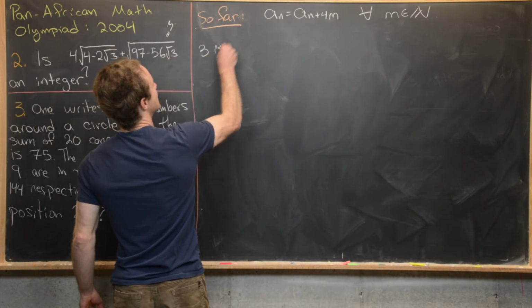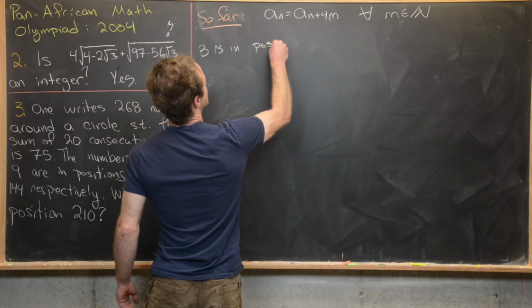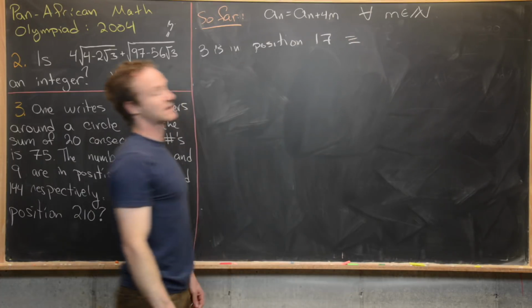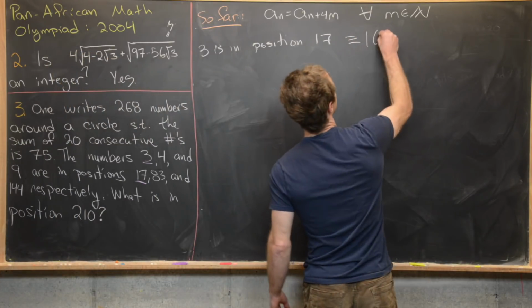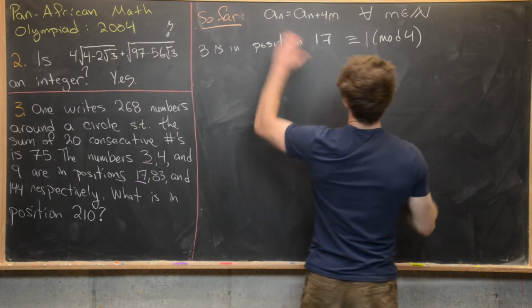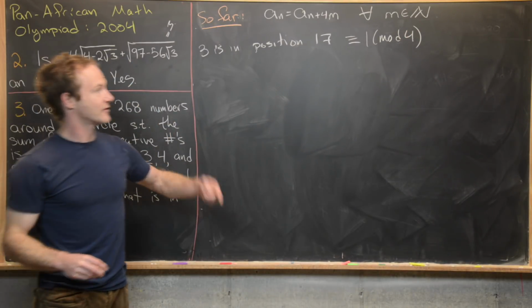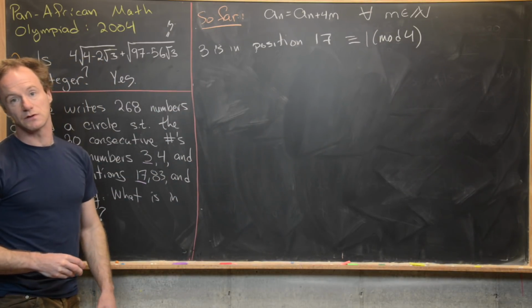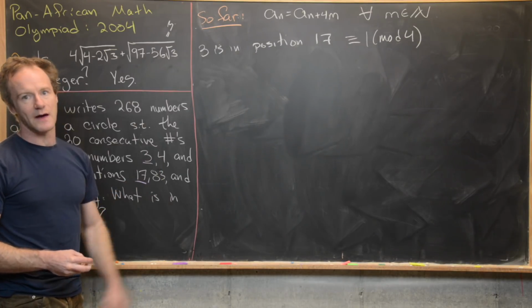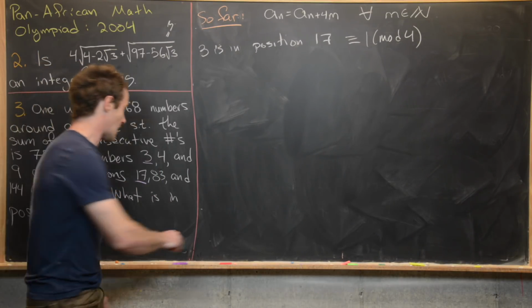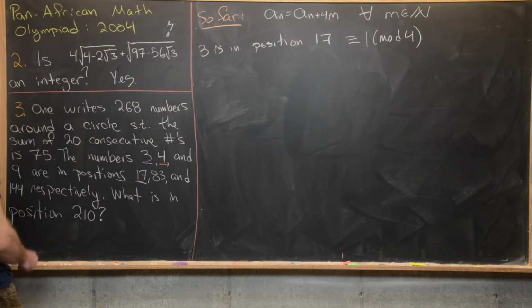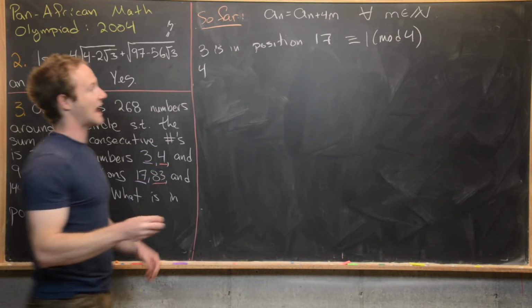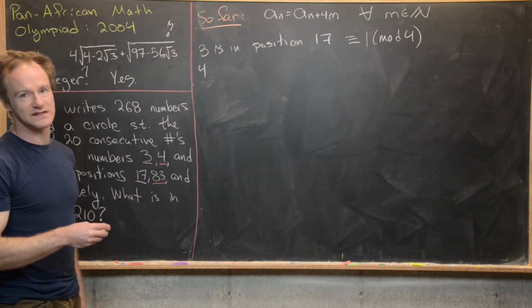So 3 is in position 17, but now 17 is congruent to 1 mod 4. Again, we know it repeats every 4th, so that means every time we cross a position that is 1 mod 4, the number in that position is equal to 3. Now, let's use this fact. The number 4 is in position 83. So we can look at 83, which is 3 mod 4, to make a similar claim.